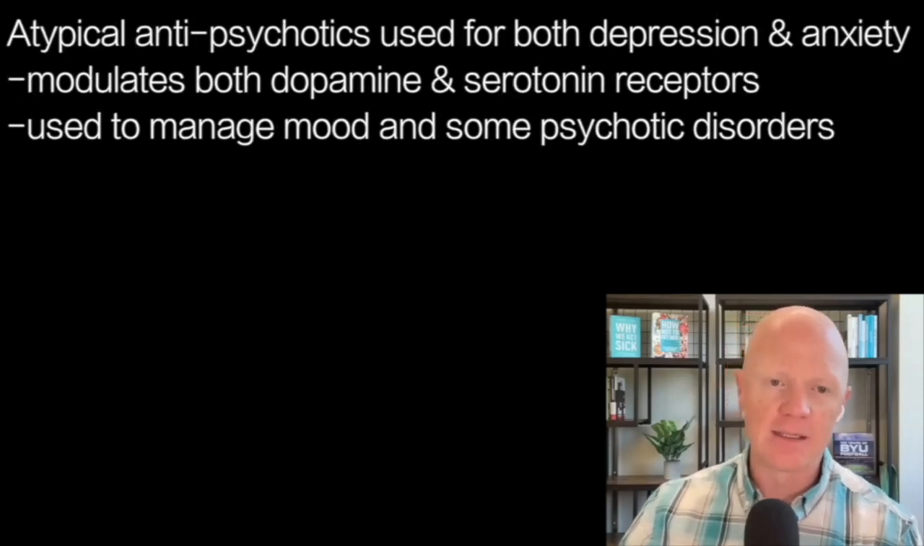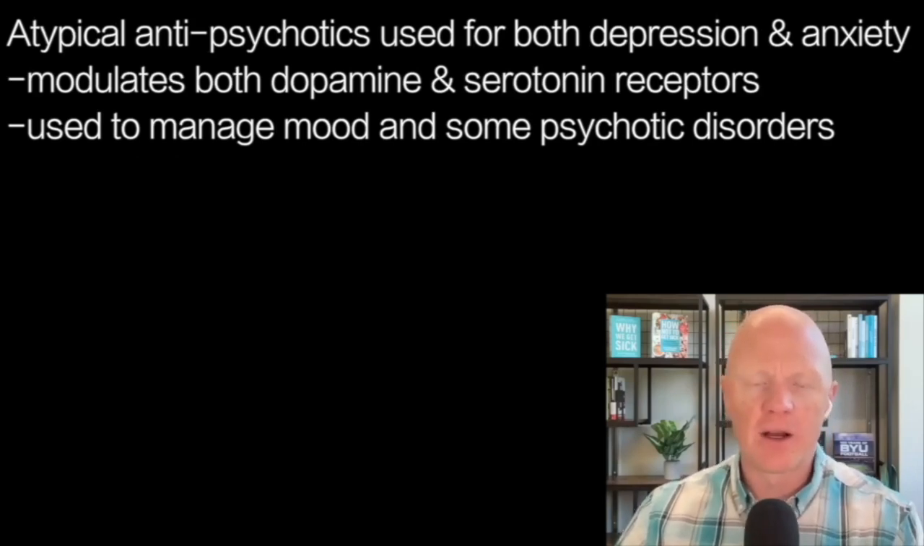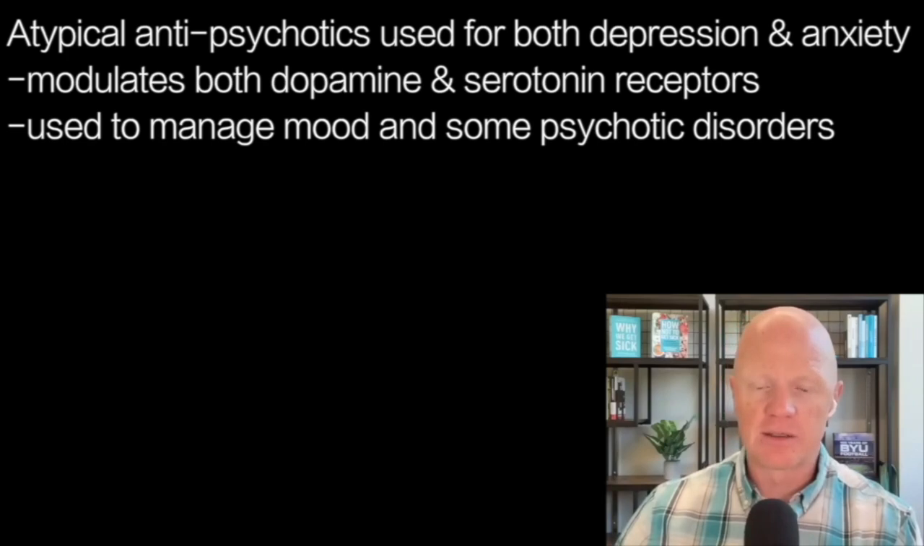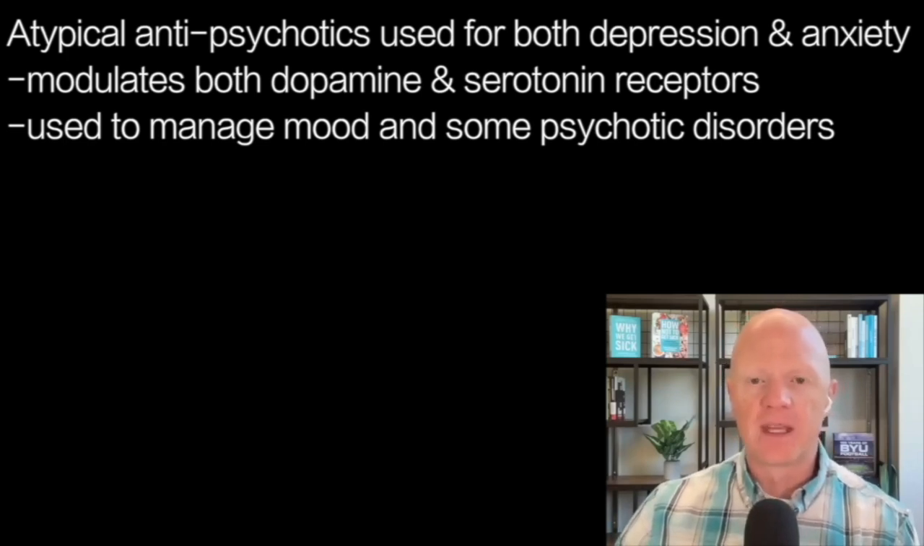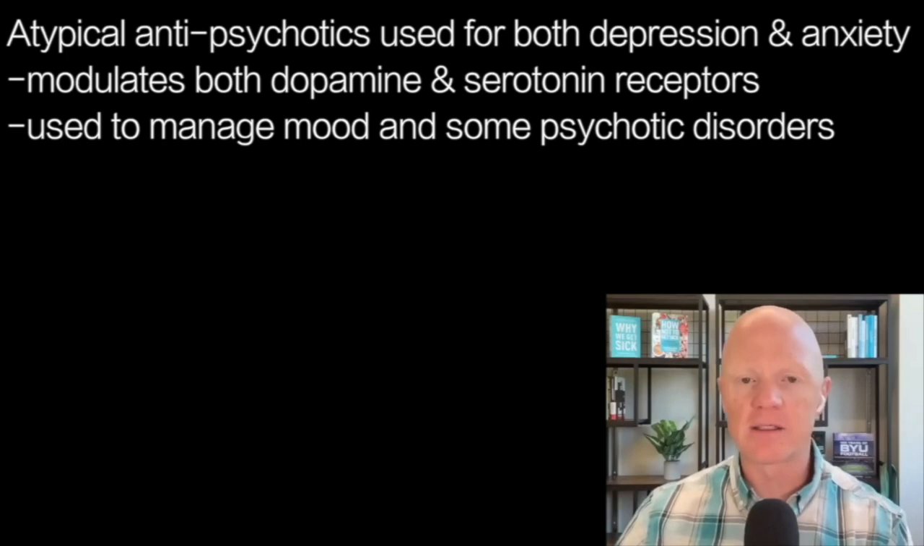Okay, next class, atypical antipsychotics. These are used for depression and anxiety. These are one of the more common ones, like olanzapine, for example, and this works by modulating dopamine and serotonin receptors, and it's thought to then help stabilize mood and anxiety and manage even some more serious psychotic symptoms or symptoms of deeper psychoses. That's the mental health focus, which again, I'm not a neuroscientist. I'm not a psychiatrist. I'm the metabolic guy. So let's move on to the metabolic consequences.